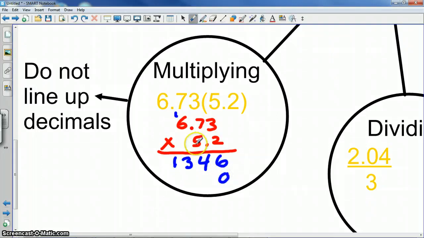Now we put a 0 as the placeholder, and we're going to go to the 5. 5 times 3 is 15. It's a 1 and a 5. 5 times 7 is 35, plus that 1 makes 36. 5 times 6 is 30, plus 3 makes 33. I'm sorry, I'm going out of the circle here. Now we add, once again, just because of things I've seen from students, no decimals here at all. The decimals come in at the very end.